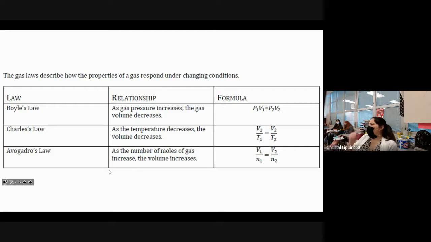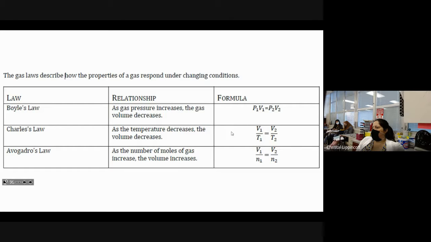A couple of laws that do not appear on your formula sheet, but that can often be helpful, are Boyle's law, which is P1 V1 equals P2 V2. Again, it's not on the formula sheet, but if you have it memorized, sometimes it helps you out of tight spots. Charles's law, which relates temperature and volume together.